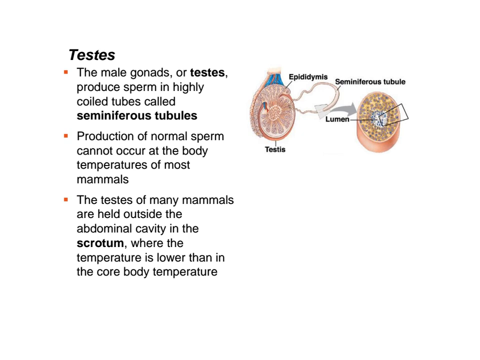The male gonads are called the testes. These produce sperm in highly coiled tubes called seminiferous tubules. Production of normal sperm can't occur at body temperatures in most mammals. Therefore, the testes in many mammals are held outside the abdominal cavity in the scrotum, where the temperature is lower than the core body temperature by about 2 degrees Celsius. Furthermore, male gonads in humans descend into the scrotum just before birth.